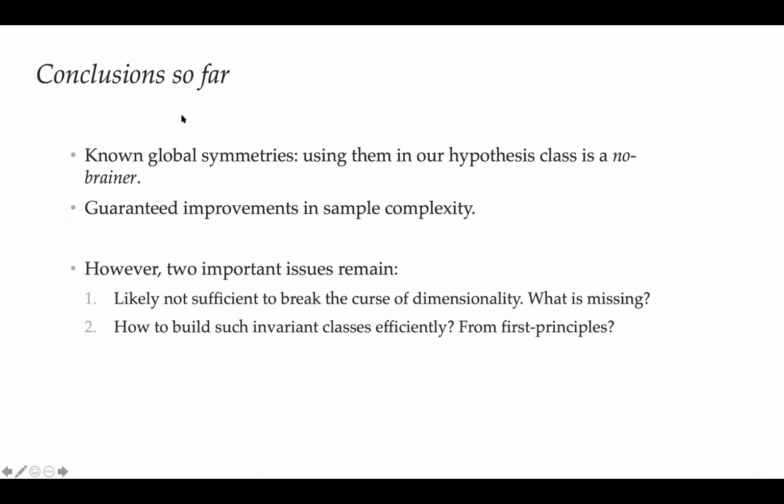However, there are two main things so far that we should be aware of. The first one is that it's likely not sufficient to break the curse of dimensionality, right? There's something missing in this picture. And the second one is that what I told you so far is more like a theoretical question, right? I didn't tell you how to build such invariance classes. This smoothing operator that I described is not something that you would like to implement directly in a computer, just because averaging over the orbit of the group might be quite impractical. So how can we do that efficiently using first principles?